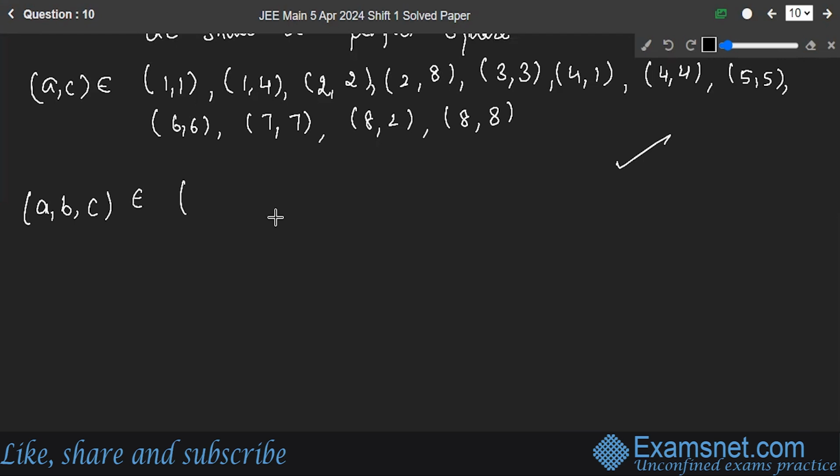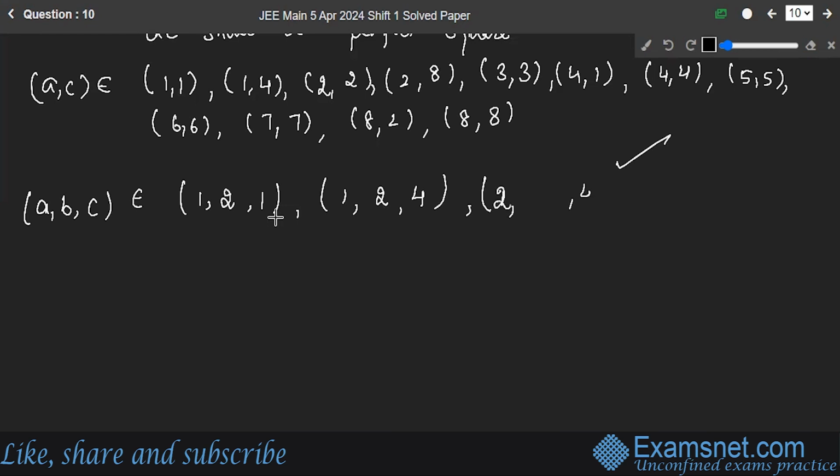So, it can have 1, 1. This can have a 1, like C was 1. In that case, what will be B? It will be 2. When A is 1, C is 4, B will be 2. When A is 1, B is 4.